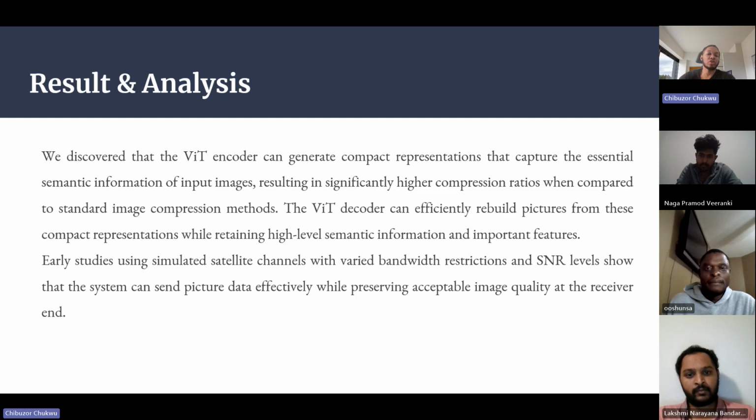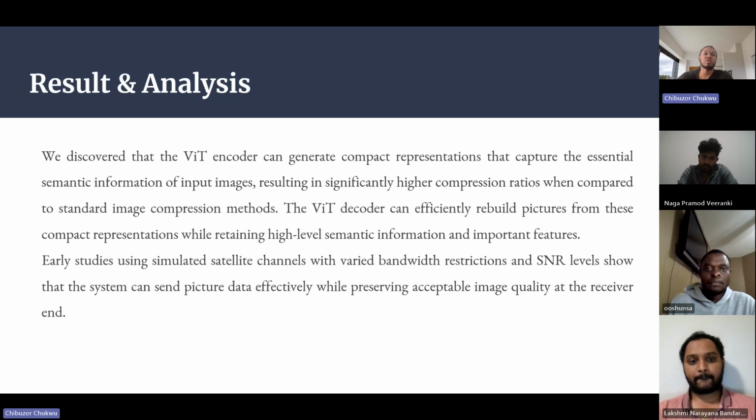One of the things we discovered was that the ViT encoder generates a compact representation. It captures the essential information of the images, and it brings out higher compression ratios compared to the standard image compression methods. The ViT decoder can then rebuild the pictures from those representations while ensuring that the high-level information and features are retained. Using simulated satellite channels with different bandwidth restrictions shows the system sends the picture data effectively, and it also preserves the image quality at the receiver end.